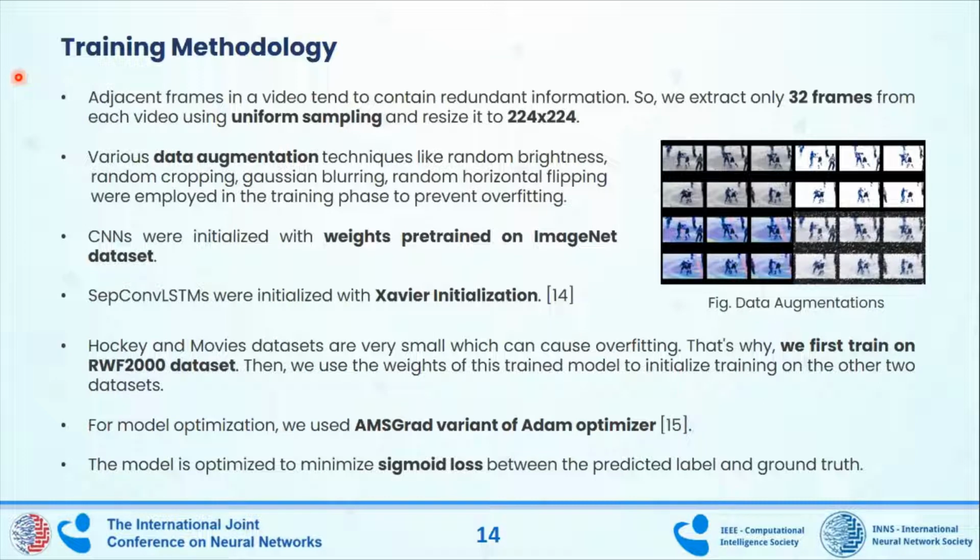Let's look into the training methodology of our system. We used uniform sampling and extract 32 frames from each video. We used various data augmentation to prevent overfitting. Some augmentation techniques were random brightness, random cropping, Gaussian blurring, etc. CNNs were initialized using ImageNet weights, and separable convolutional LSTMs were initialized with Xavier initialization. And hockey and movies datasets are actually quite small. That is why we first train on RWF 2000 dataset and use those weights to initialize training on hockey and movies dataset.